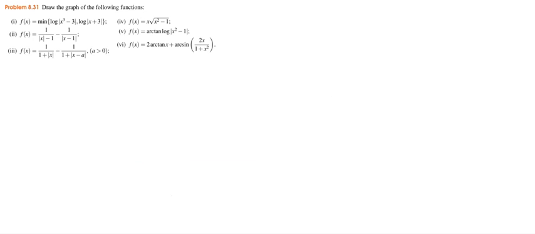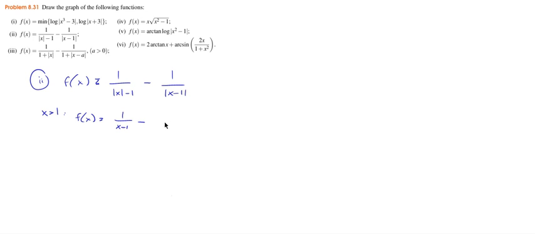So part 2 is f equal to 1 over the absolute value of x minus 1, minus 1 over the absolute value of x plus 1. Okay, and so let's see, there are different behaviors of this depending on the values of the absolute value. So if x minus 1 is greater than 0, so that means that x is greater than 1, right? Then f is 1 over x minus 1 minus 1 over x plus 1.